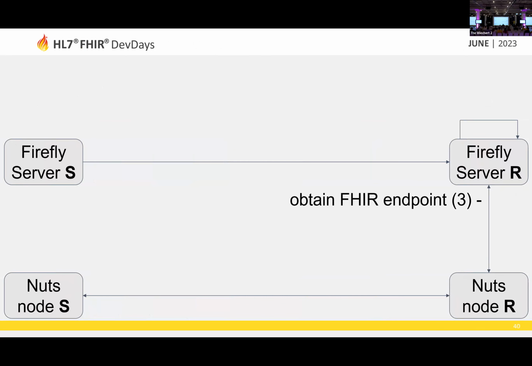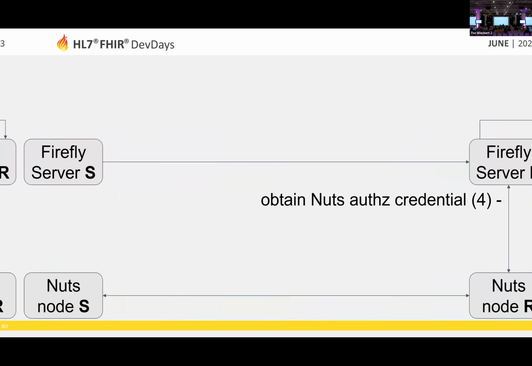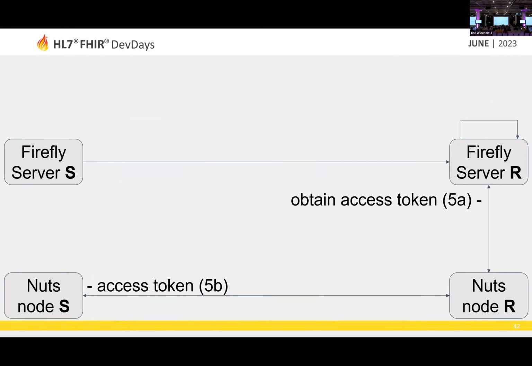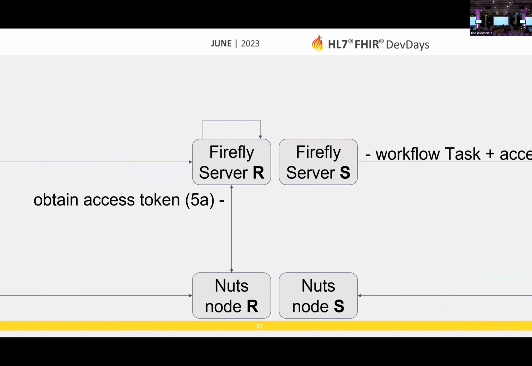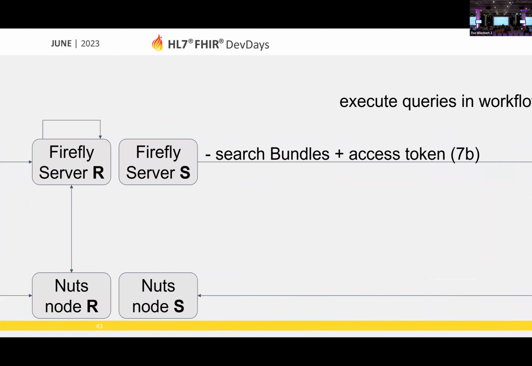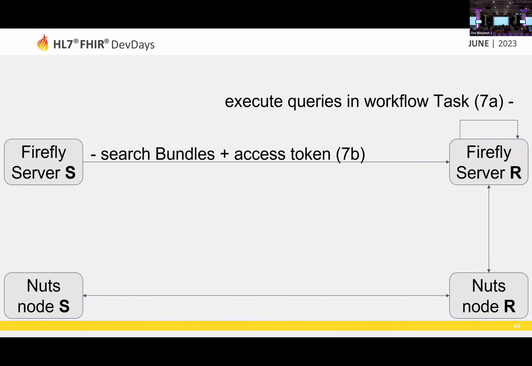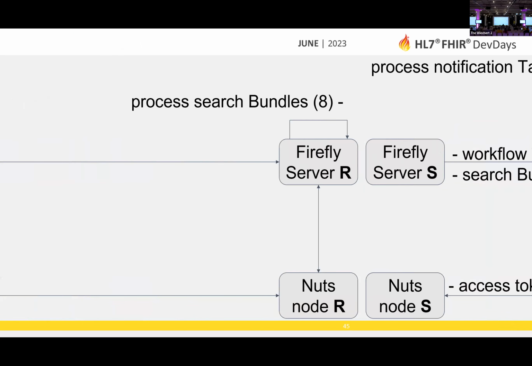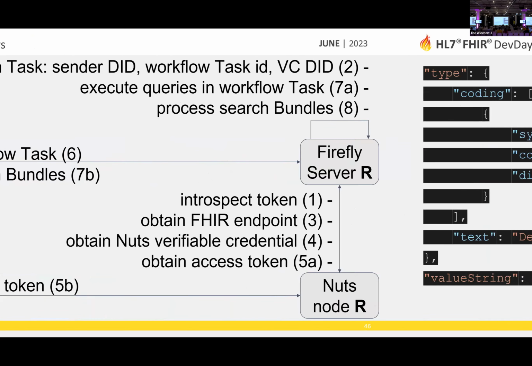It's going to obtain the FHIR endpoint. Where can I get this information? It's going to get a NUTS authorization credential indicating what it can do. And then using that, it's going to obtain an access token. And then the last step is to actually retrieve this workflow task. And the workflow task contains a long list of inputs stating what information is ready for you. And then the FHIR server will iterate through this input, execute the queries in there, retrieve the information, and then can store the information in the FHIR server. So that's the processing of the search bundles. Again, a bit of a cheat sheet.